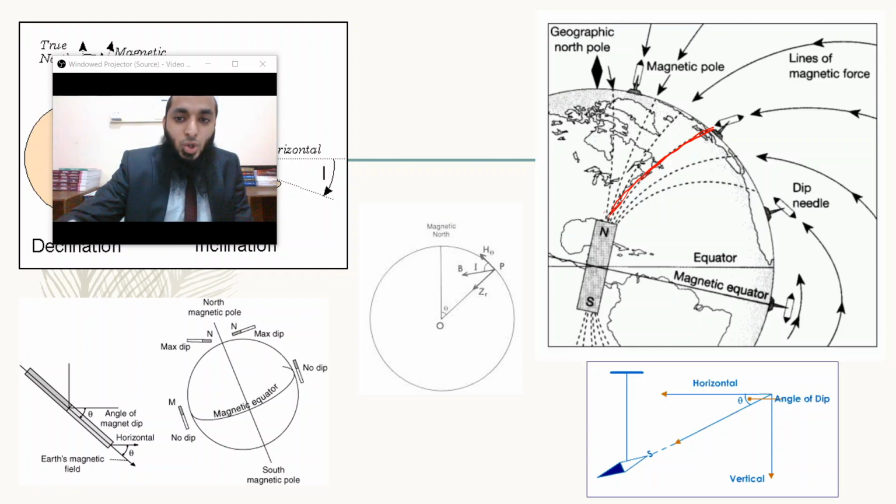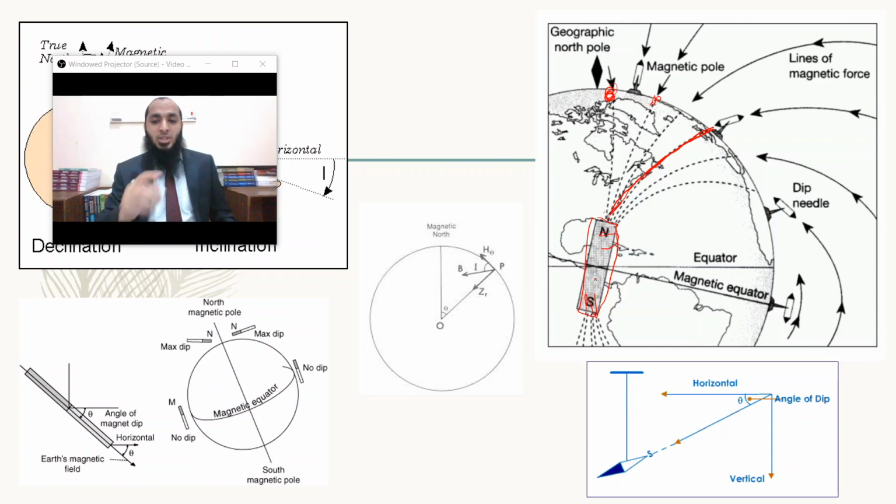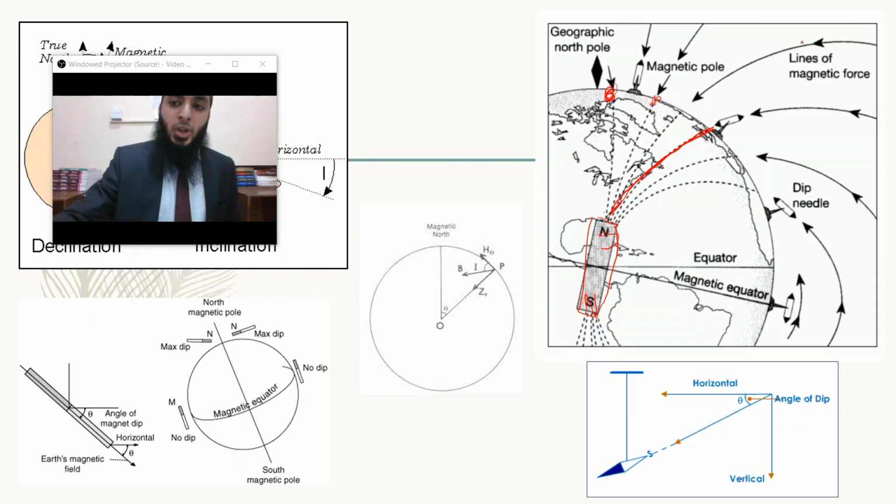So you see the geographic North Pole is here. So the magnetic pole is over here. So this is the figure of the imaginary magnet they have shown, but this should be South Pole and this should be North Pole. There is a mistake in this. So yes, the magnetic South Pole will be near the geographic North Pole, and that's why the magnetic field lines are going into the South Pole and coming out of the North Pole.